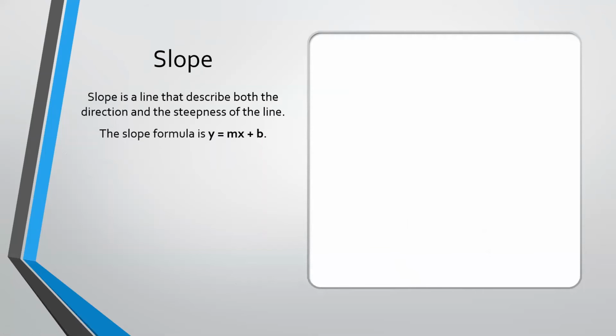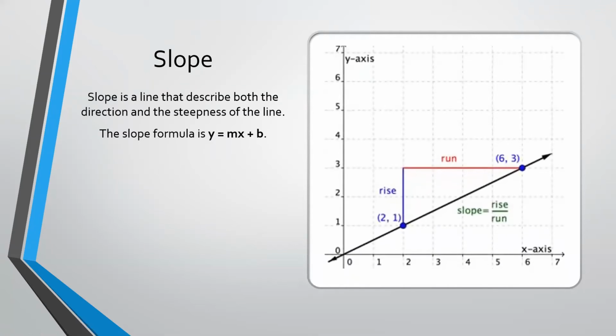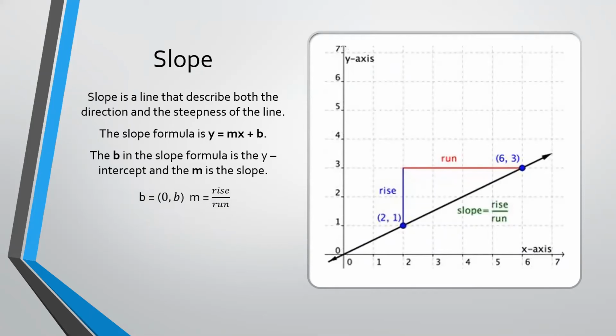So slopes. Slope is a line that describes both the direction and the steepness of the line. So the formula of the slope is y is equal to mx plus b. The b in the slope formula is the y-intercept, and the m is the slope. So the m is also indicated as rise over run.